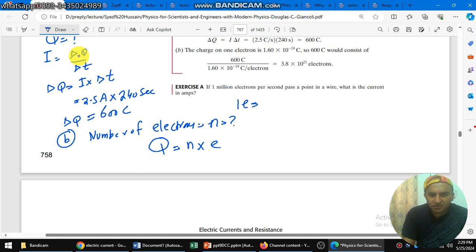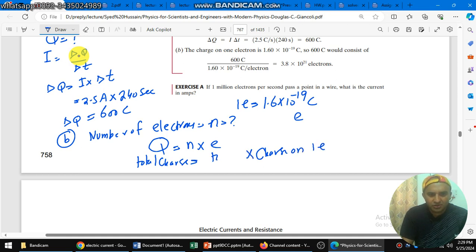e is the charge on one electron, that is 1.6 × 10⁻¹⁹ coulomb. If one electron has this charge, then for n electrons, how much total charge? We multiply e with n. So q is the total charge. Total charge is equal to the charge on one electron multiplied by the number of electrons. If we multiply the charge on one electron with the number of electrons, we get the total charge.